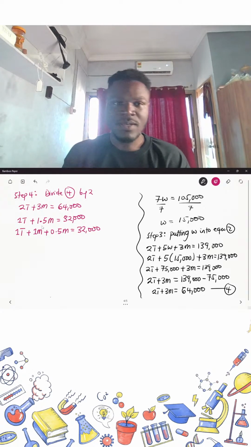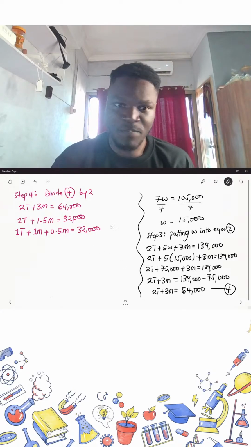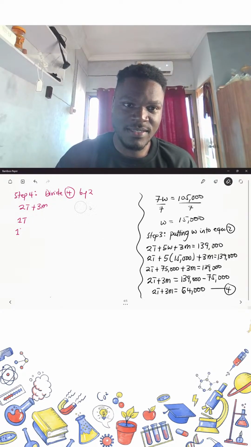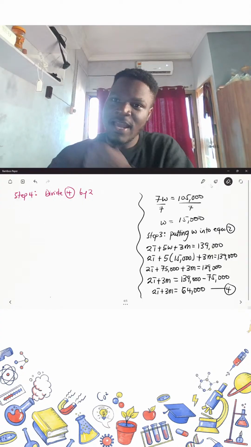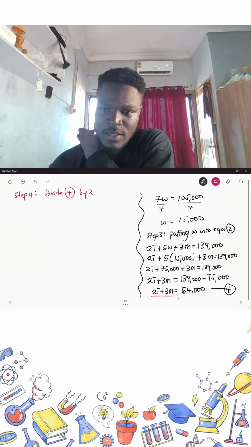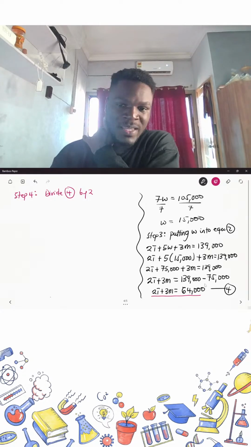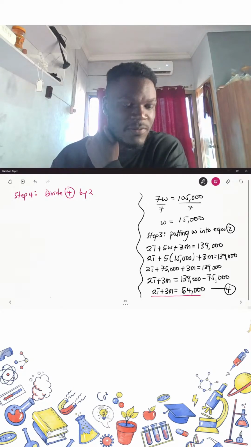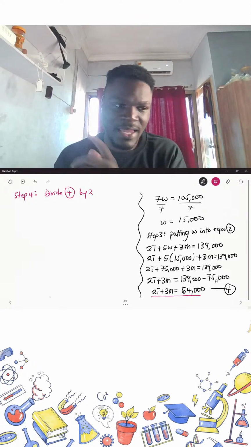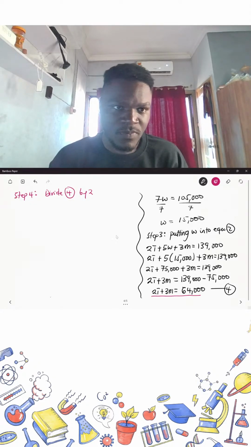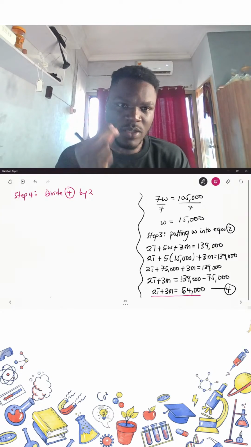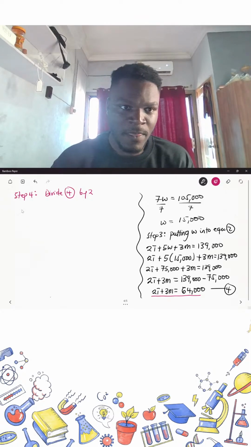Okay, so I'll repeat step 4 again. Let's erase this. I'm saying that I have equation 4 over here: 2t plus 3m is equal to 64,000. So step 4 is to divide equation 4 by 2. Divide equation 4 by 2, which means that my equation 4, which is 2t plus 3m is equal to 64,000.